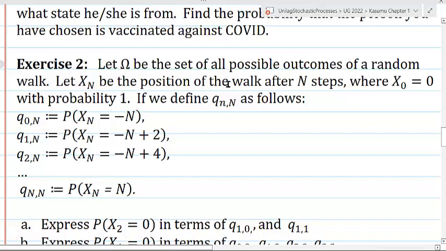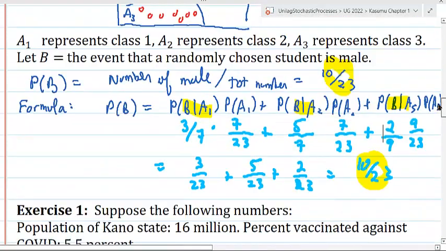I'm going to define a quantity q small n big N as follows. Q of 0 comma n is the probability that xn is equal to minus n. Q1 comma n is the probability that xn equals minus n plus 2. Q2 comma n is the probability xn equals minus n plus 4. Qnn is the probability xn equals n. Now you may wonder, why am I skipping 2 each time? Well, look up here. You can see what's going on.